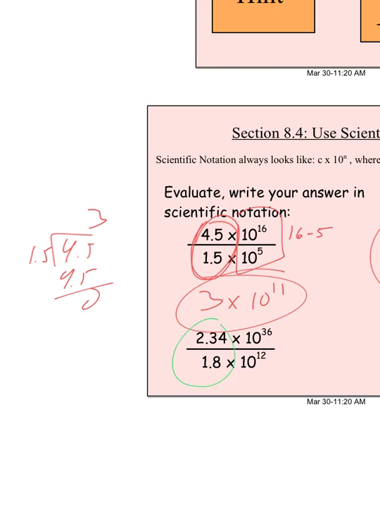I think when you divide 2.34 divided by 1.8, you do get a nice number. You get 1.3, and then times 10 to the, well, the base is over here. Both of them have a base of 10. They have the same base, so I can subtract the exponents. 36 minus 12 would give me 24. So 1.3 times 10 to the 24th.